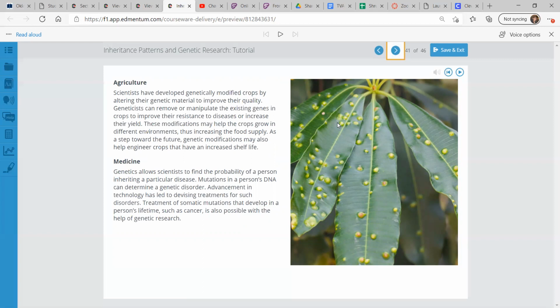GMOs are, how do we say this? Somewhat controversial.